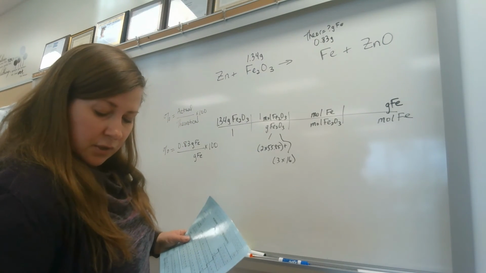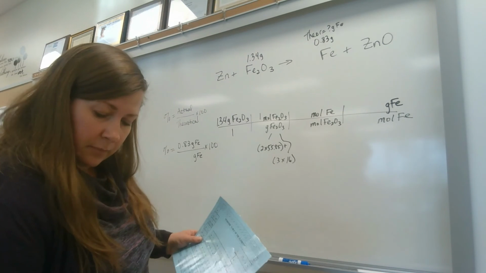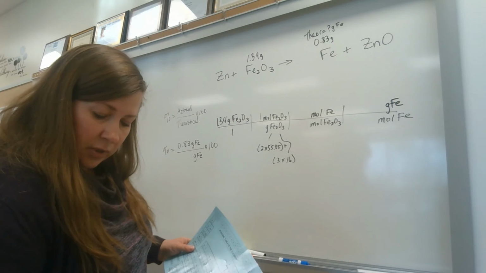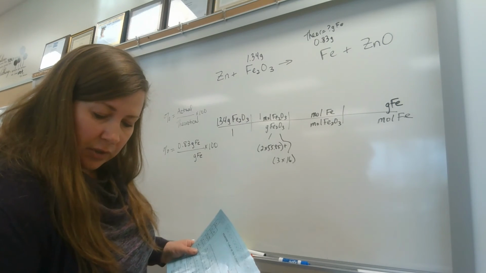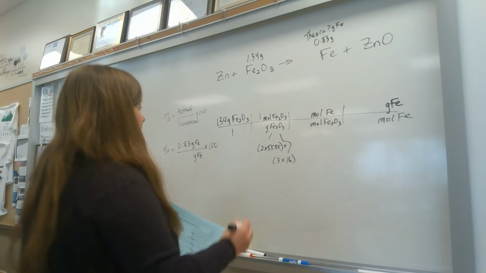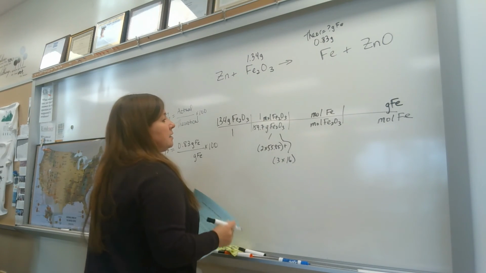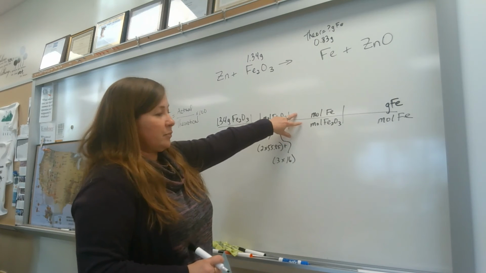55.85 times 2 plus the quantity, 3 times 16, closing parentheses, 159.7. Then we come to this fraction. We have moles over moles.